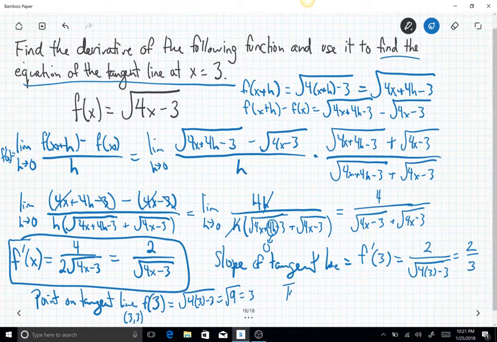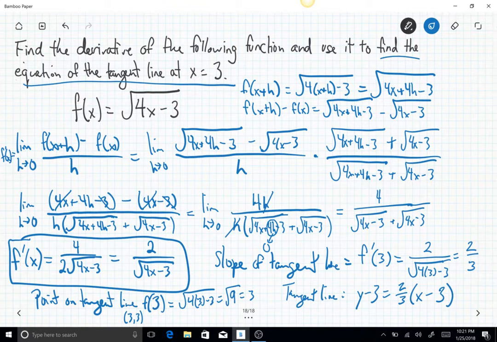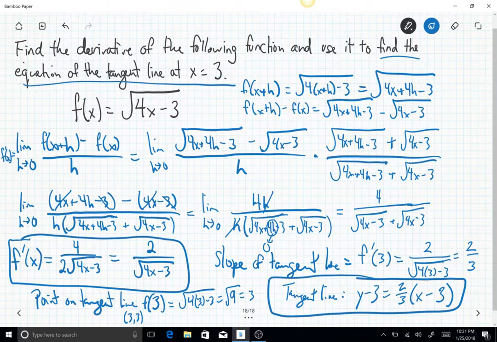So the tangent line can be found just using the good old point-slope formula. So our tangent line is given by y minus our y1, which is 3, which comes from our point there, equals m, which is the slope of our tangent line, 2/3, and then x minus the x value of our point, which is 3 as well. And you're done. So hopefully that made sense in terms of the derivatives, tangent lines, and all that jazz.